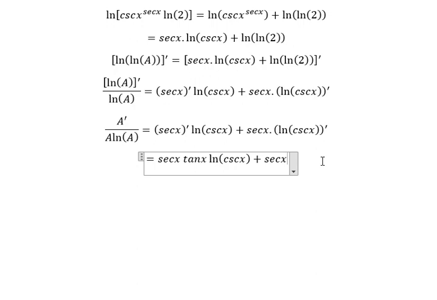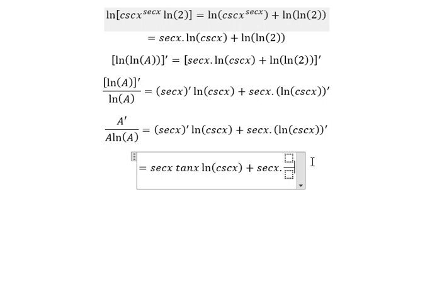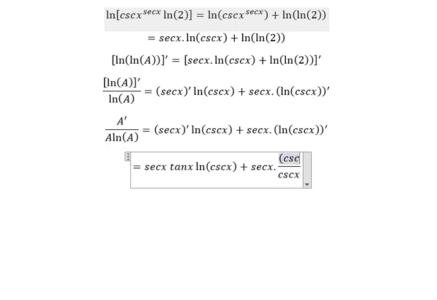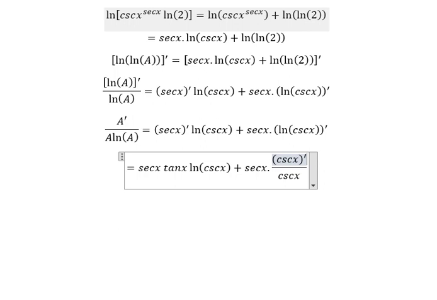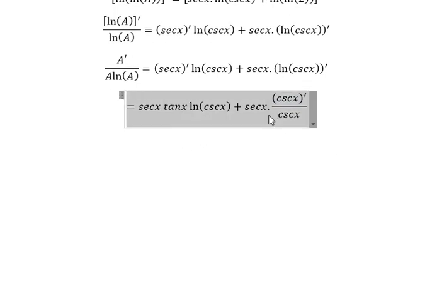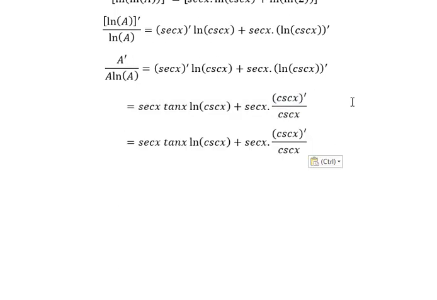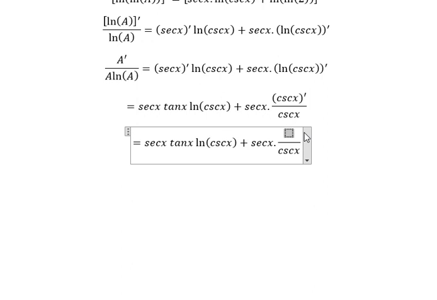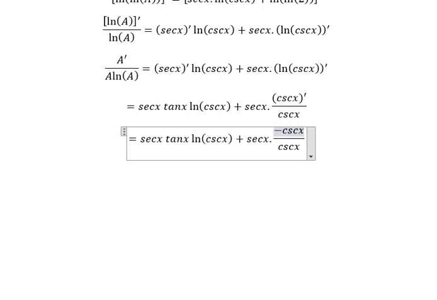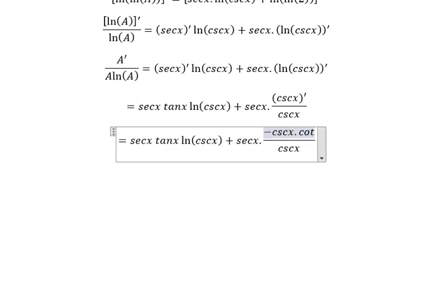The next one, if we do first derivative of ln of cosecant of s, you will get cosecant of s in here, and we still do first derivative of cosecant of s. First derivative of cosecant of s, you will get negative cosecant of s multiplied with cosine s.